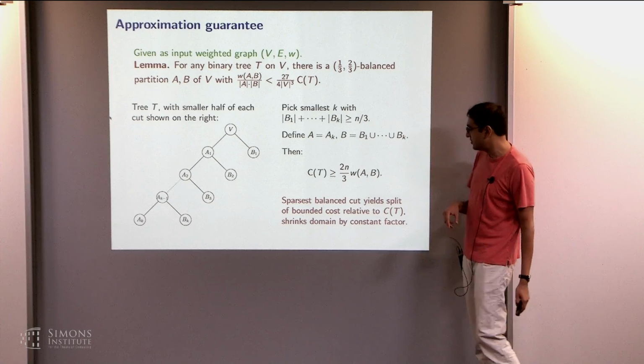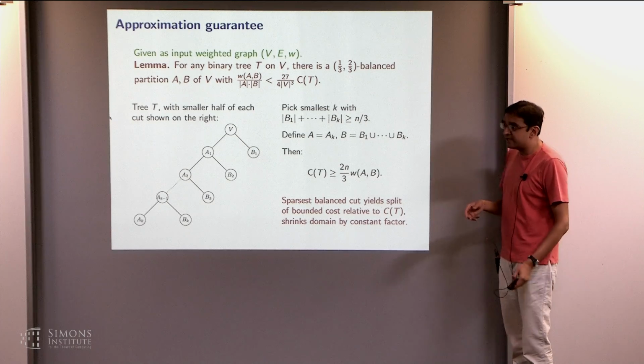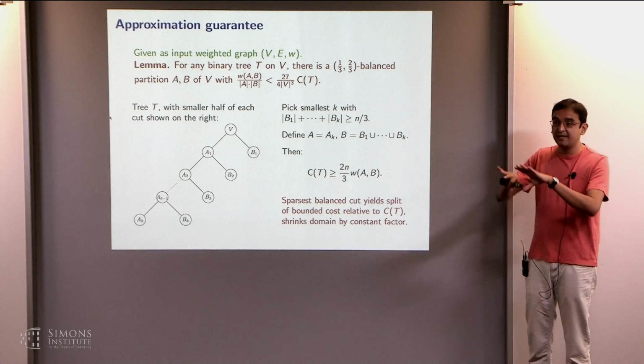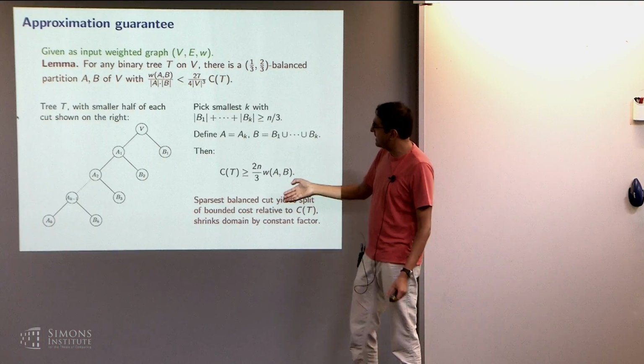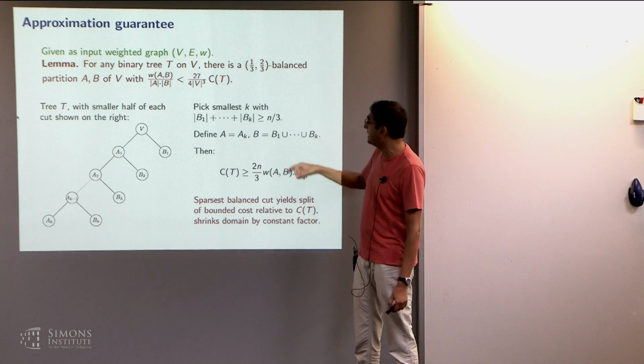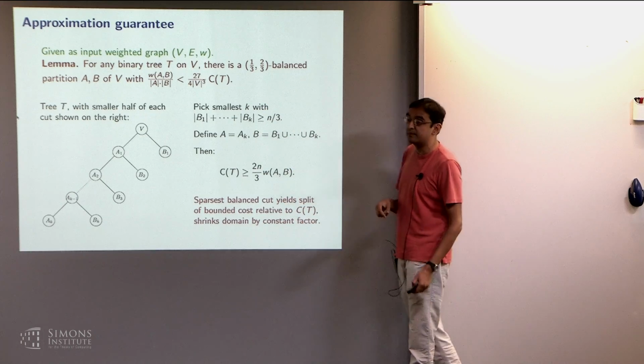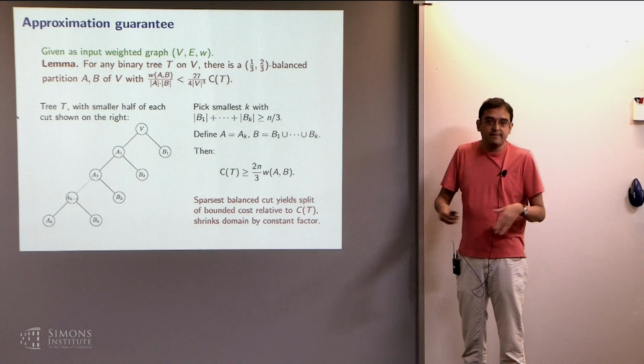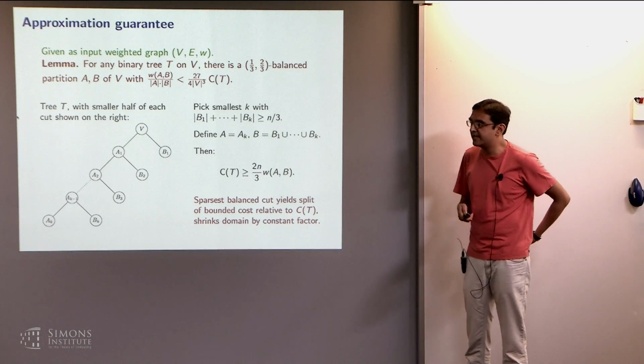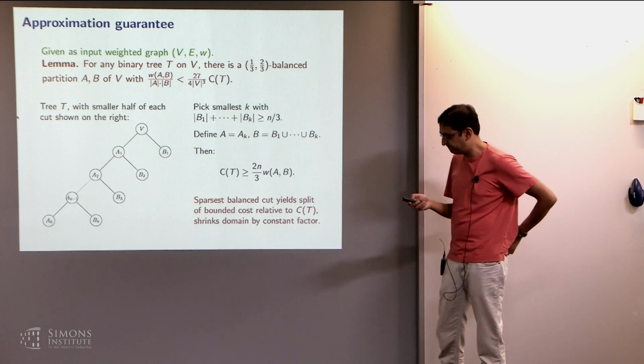And so that's what we get over there. And so we're in a situation where you get a cut that's balanced. It shrinks the size of the data by a constant factor, and we can bound the cost relative to the optimal tree. And so you're golden. Basically, you can just keep applying this, okay? And so this gives the alpha log n factor.